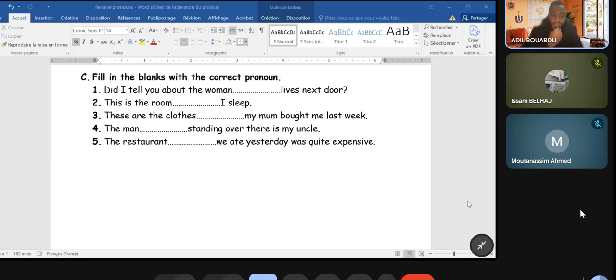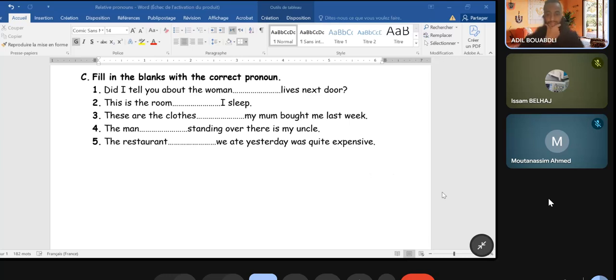All right, you can type your answers in the chat box if you'd like to. So please pay attention to the noun. In the first question, we have the woman. In the second, we have the room. In the third, we have the clothes. The fourth, we have the man. And the last one, we have the restaurant, which is a place. So please pay attention to these. If it's a place, we use this, and so on. All right, let's do the activity.